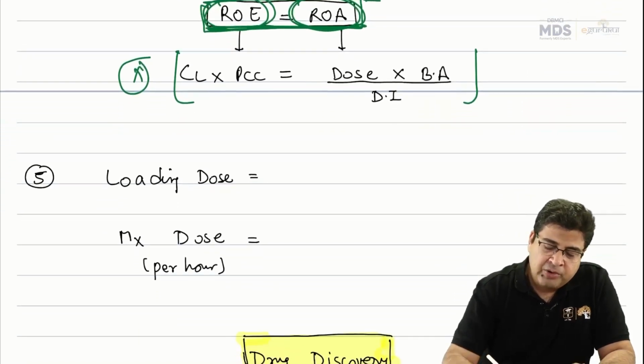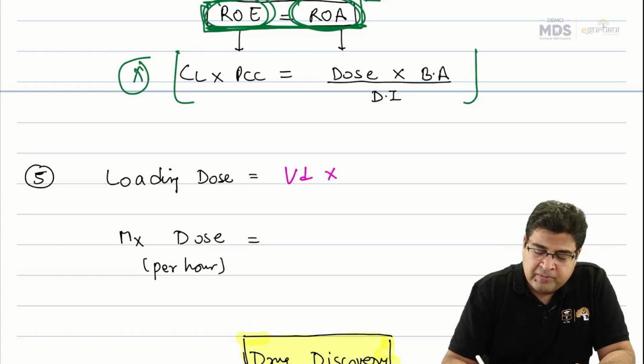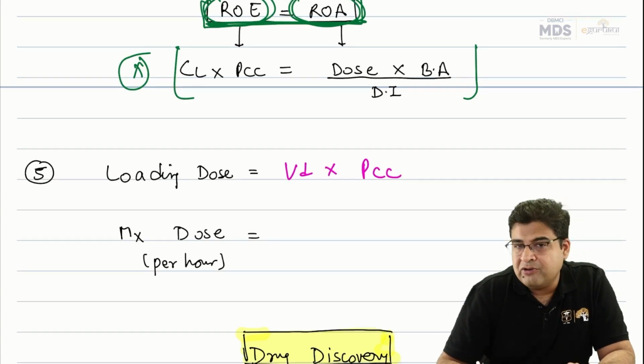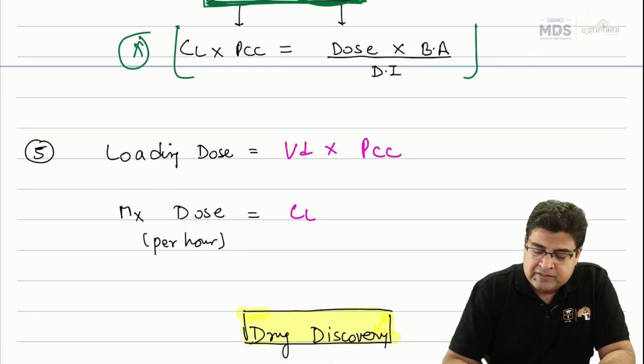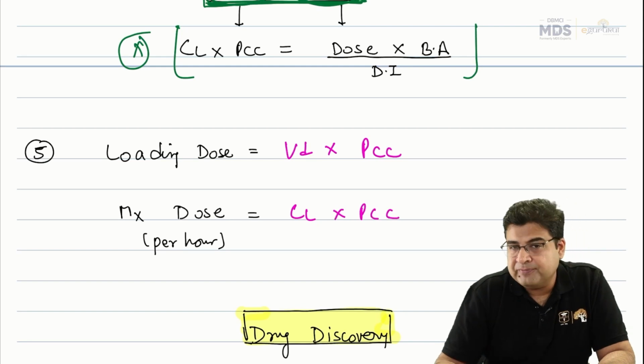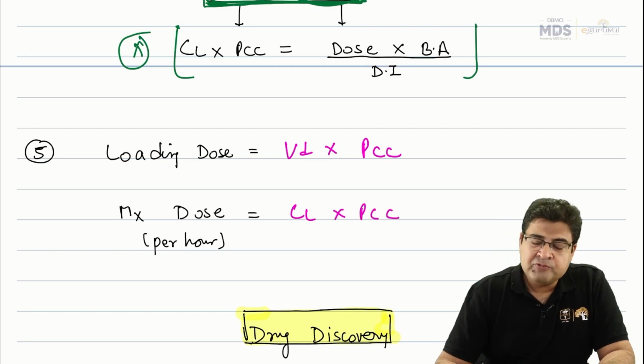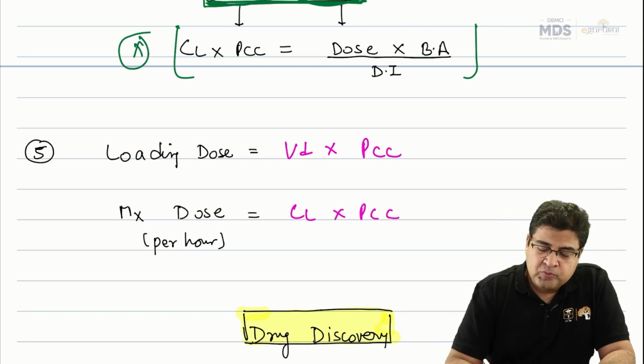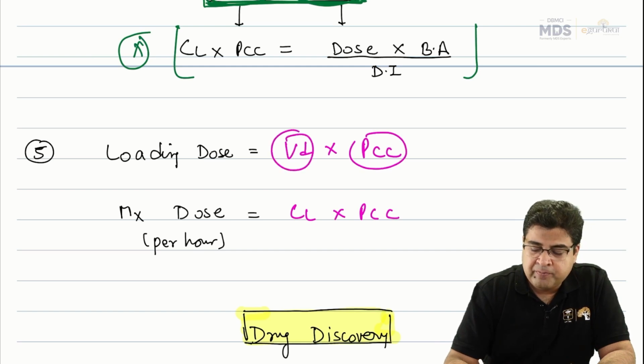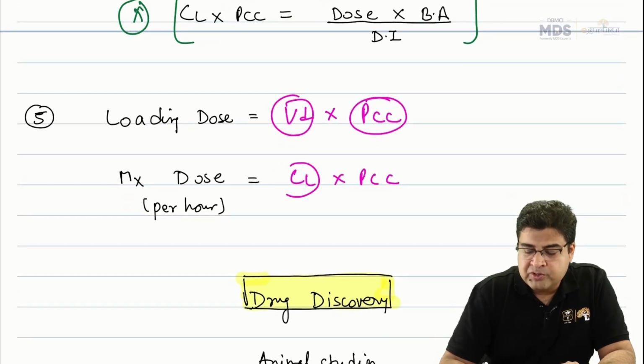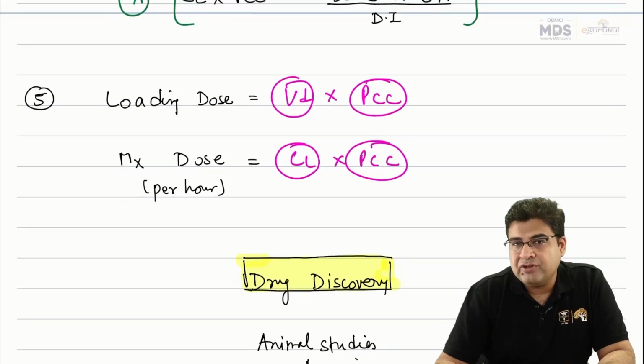Now guys, if we talk about loading dose, the formula is given by volume of distribution into plasma concentration. And the maintenance dose formula is given by clearance into plasma concentration. So if the question comes to you, the loading dose depends upon which two parameters? You will mark volume of distribution and plasma concentration. Maintenance dose depends upon clearance and plasma concentration.